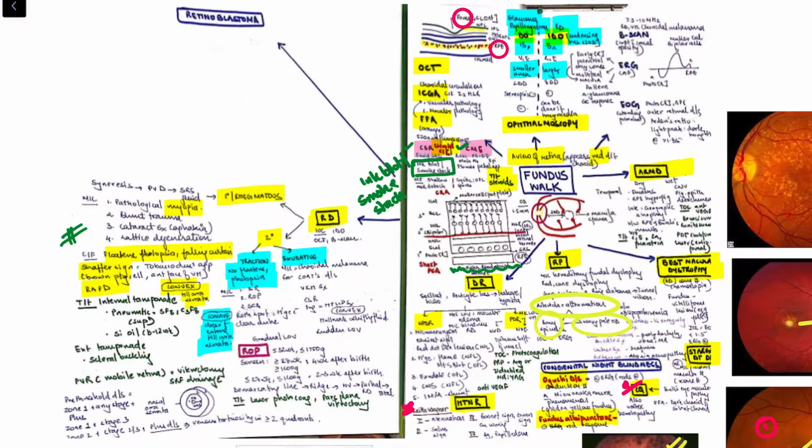The examples of traction RD are diabetic retinopathy, retinopathy of prematurity, and sickle cell anemia. Okay? Here in sickle cell anemia, there is an important point. We will get Roth spots, which are nothing but hemorrhage with a clear center. Okay? This will lead to retinal detachment as well.